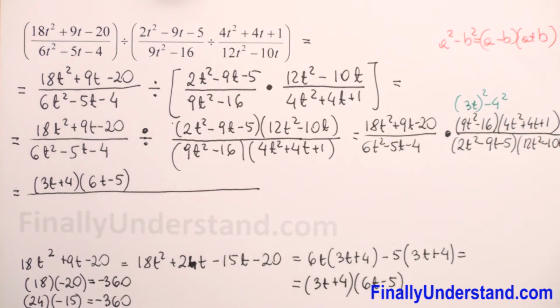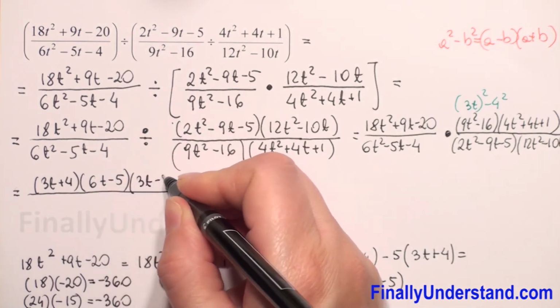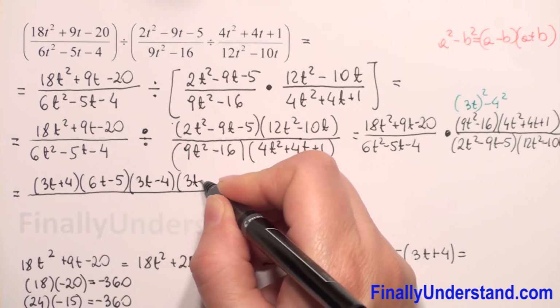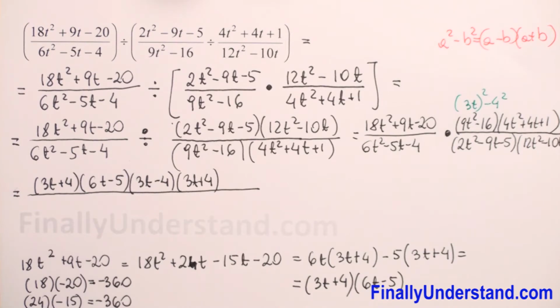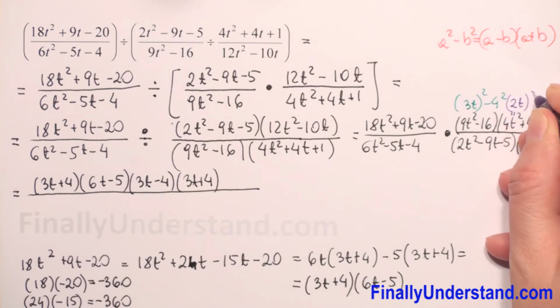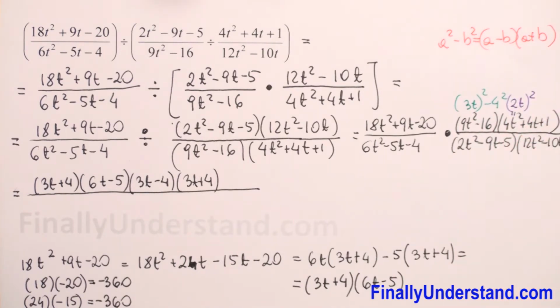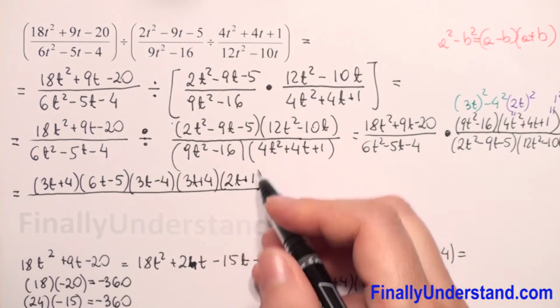So the second parenthesis, we can rewrite that this is 3t minus 4 times 3t plus 4. And the last, if we rewrite that 4t² is (2t) to the second power, and 1 is like 1 to the second power, so we see that we have here a square of a sum, so we can rewrite that this is (2t plus 1)². Let's check.